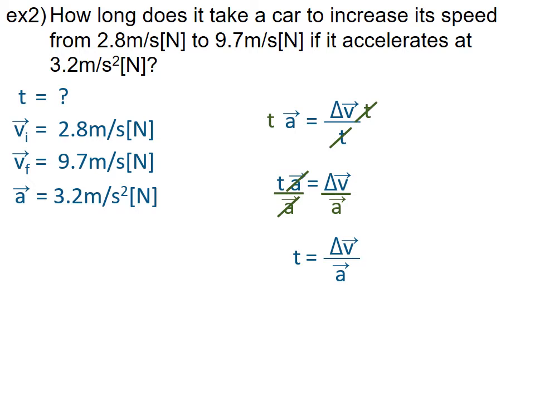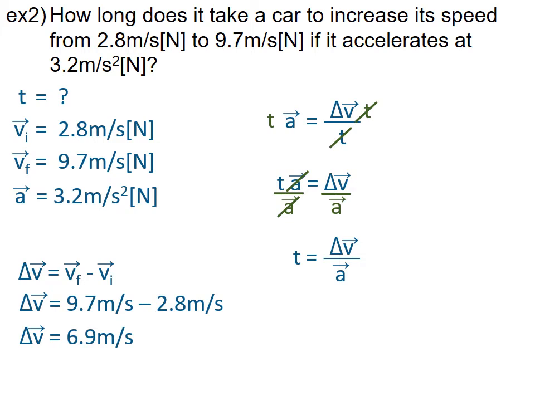And delta V is equal to, we don't have delta V. So it looks like we're making a little side trip. So let's find out what delta V is. Delta V is equal to VF subtract VI. I have a final velocity of 9.7 meters per second, and I have an initial velocity of 2.8 meters per second, so I'll sub those in. And 9.7 subtract 2.8 gives me a change in velocity of 6.9 meters per second.